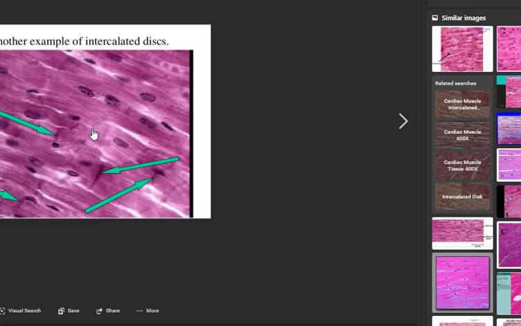So what you'll see on the exam is probably a slide that looks like this, and as soon as you see those intercalated discs, you go, oh, that's cardiac muscle. That's myocardium, or heart muscle. So that's the giveaway.